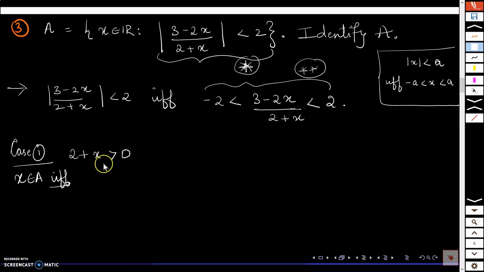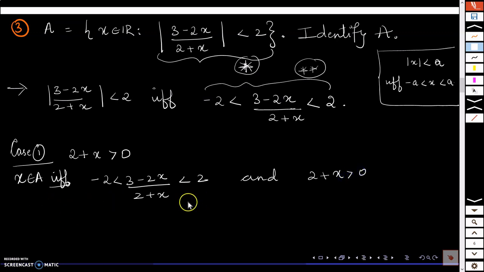And along with that, x has to satisfy this property also. So x will be coming inside A if and only if it satisfies this property, and along with this it satisfies the condition of case 1, that is 2 plus x is strictly positive. Now let's start simplifying this. We have assumed that 2 plus x is positive, so the denominator is positive, so I can multiply that throughout and the inequality will remain the same.